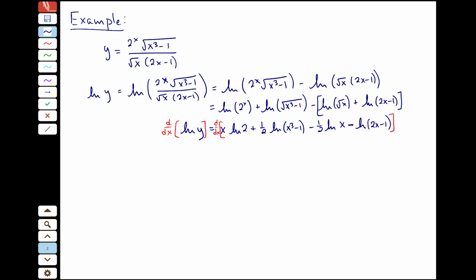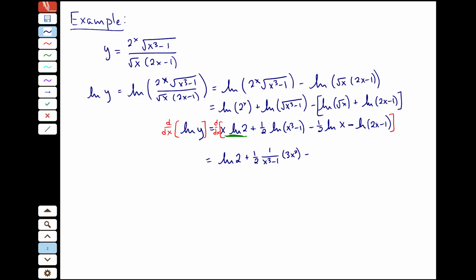Now, let's start with the right-hand side. The natural log of 2 is a number, so when I have x times the natural log of 2, its derivative is just natural log of 2. Now, in my second term, I still have to use the chain rule, but I only have to use it once instead of twice. I have my 1/2, and I have the natural log of x cubed minus 1, and so its derivative is 1 over x cubed minus 1 times 3x squared.